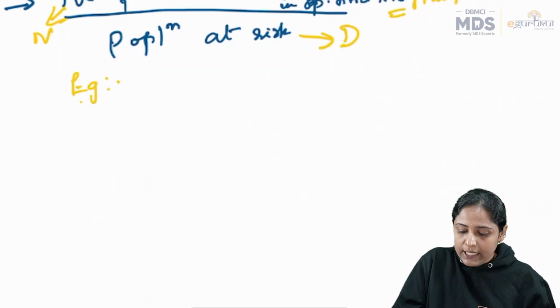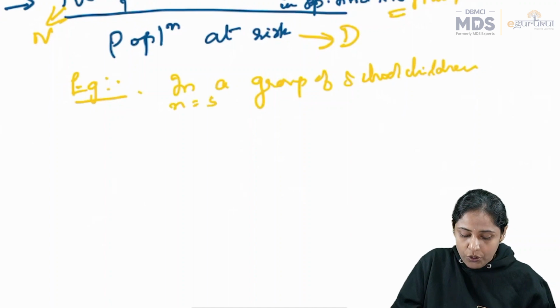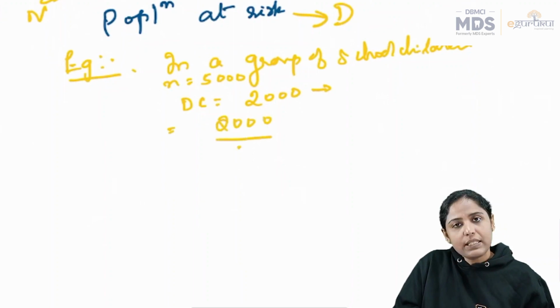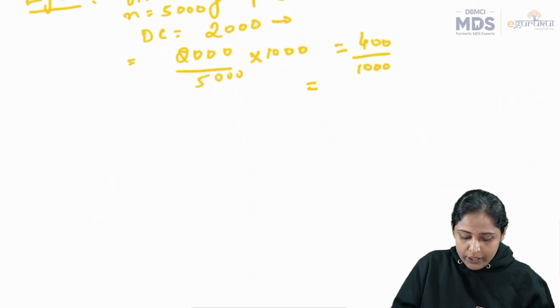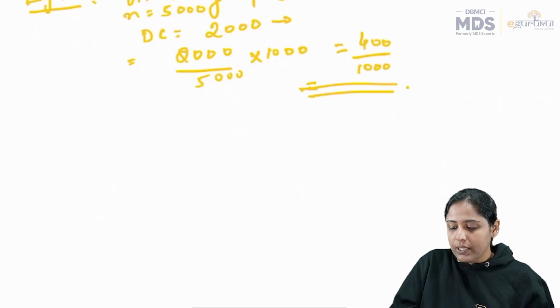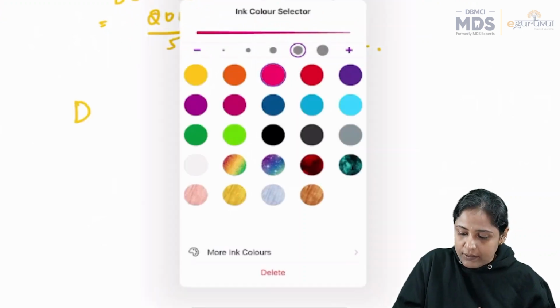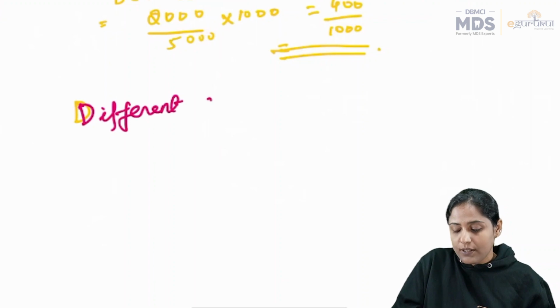Let us take an example. In a group of school children, n equals 5,000. When you examine, you find dental caries in 2,000. So what is the prevalence rate? It is 2,000 by 5,000 into 1,000, equal to 400 per 1,000 children. Now we come to the different categories of rates.